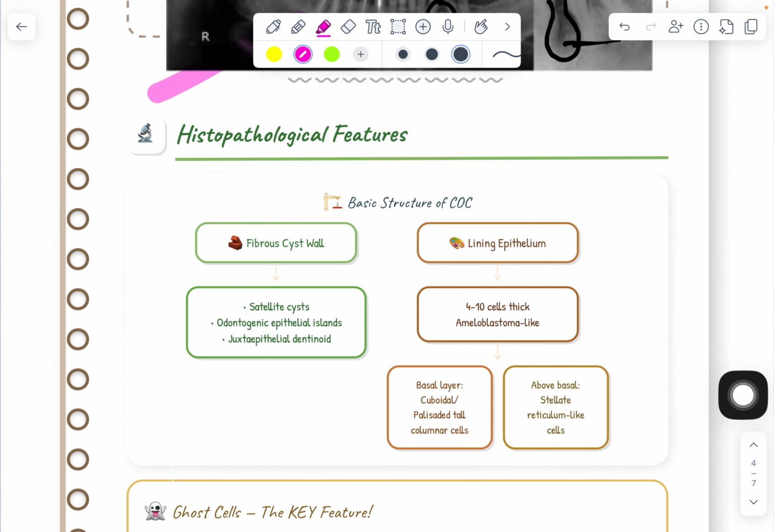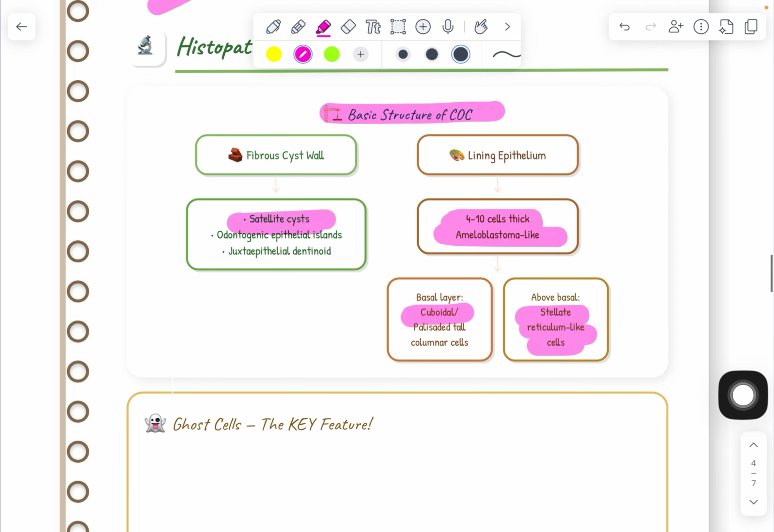Coming to the histological features. In the histological features we have a fibrous cystic wall present. It has the presence of satellite cysts. The lining epithelium is 4 to 10 cells thick, with an ameloblastoma-like lining. Cuboidal cells are present and stellate reticulum-like cells are present.